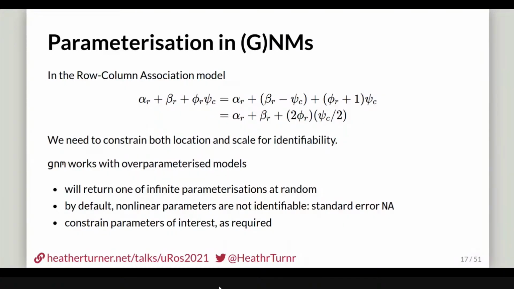And this is fine for general model building, comparing models, and so on. Once we've got a model of interest, we can constrain the parameters that we're interested in as required. Sometimes it's not necessary to actually constrain them and get identifiable parameters, because we might only be interested in a subset of the parameters, for example. But we'll see how this works a bit in the case studies.